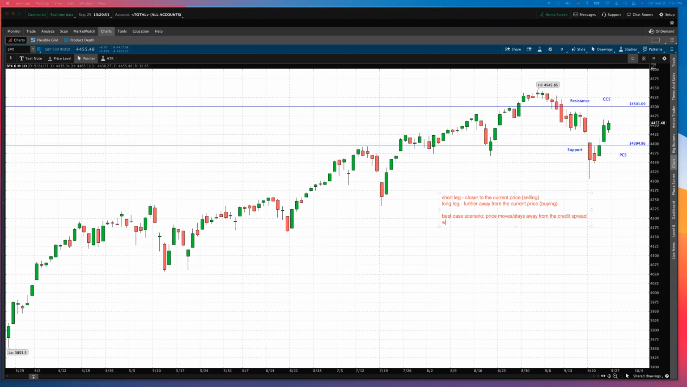Worst case scenario, which has happened to many people, worst case scenario is price moves into and possibly through your spread. That's the worst case scenario, right? So thinking along those terms, let's also consider how do we calculate maximum profit and maximum loss, right?